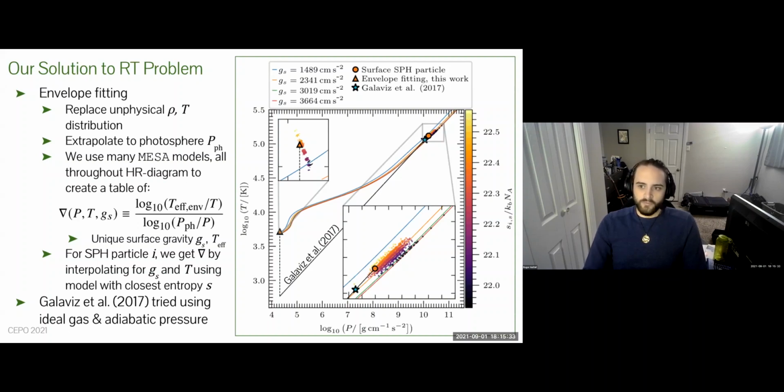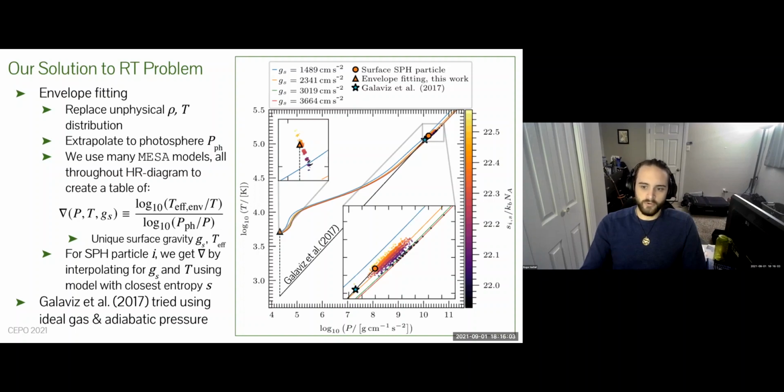And so given some SPH particle, we can use its values of the local gravitational acceleration and the temperature to fit it to one of these envelopes. And then we trace that envelope to the surface to get the effective temperature. A similar idea to this was done by Galovitz et al. in 2017, and they use an ideal gas and an adiabatic pressure to replace that unphysical density and temperature distribution.